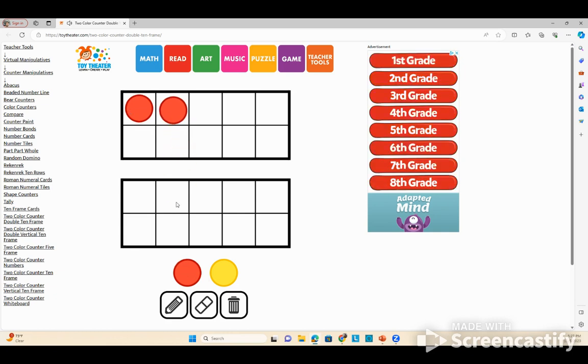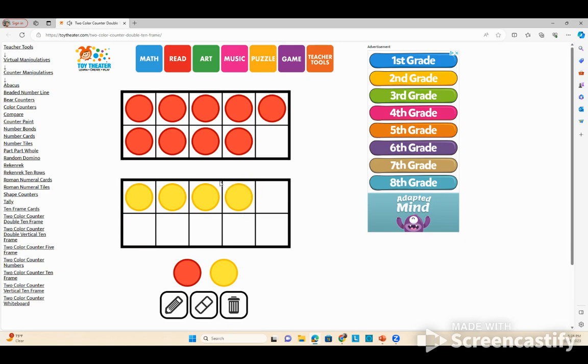So if I had 9 counters in here, right, and I had 9 that represented, and I wanted to do 9 plus 4, I can have them move that in there, and they can see that if they take one more up, they're filling up this 10 frame, and now I have 10 plus 3.